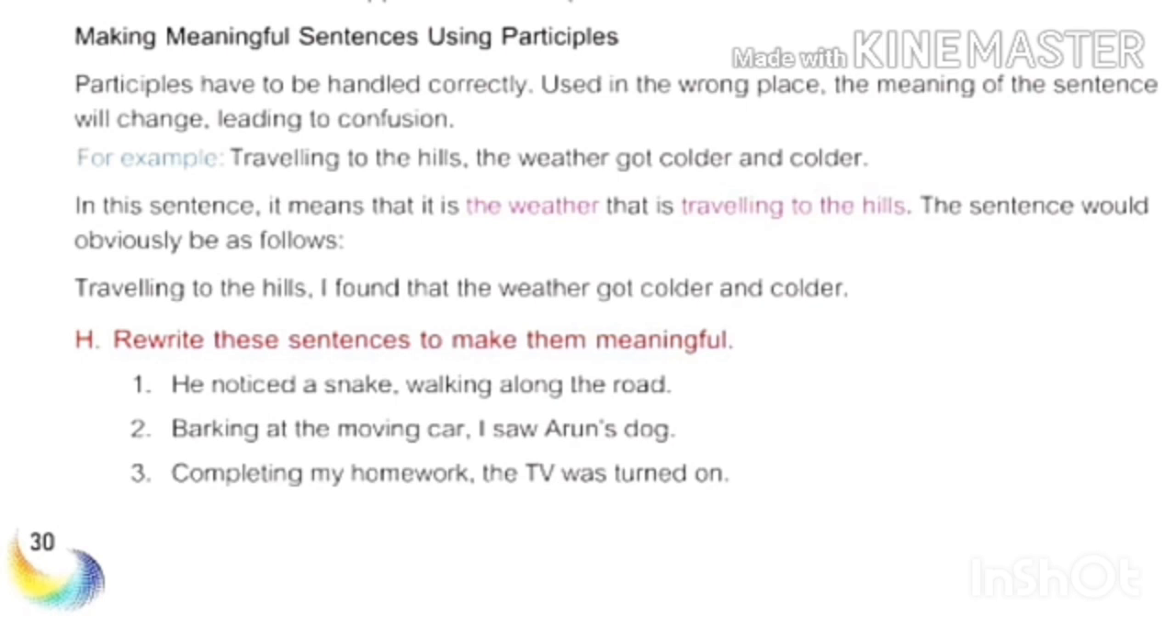Rewrite these sentences to make them meaningful. First, he noticed a snake walking along the road. So the answer could be walking along the road, comma, he noticed a snake. Alright, next sentence. Question number 2, barking at the moving car, I saw Arun's dog. So we can say I saw Arun's dog barking at the moving car.